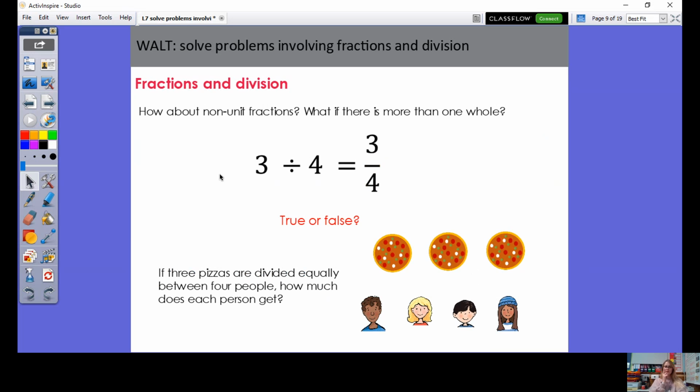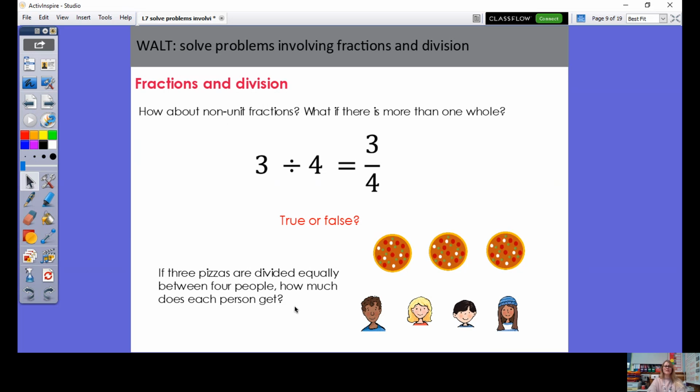So how about our non-unit fractions? So remember, non-unit fractions is when we have a greater than 1 number on the top. So I've got 3 on the top, which is definitely greater than 1, so this is a non-unit fraction. So is 3 divided by 4 equal to 3/4 as well? So if 3 pizzas are divided equally between 4 people, how much would each person get?